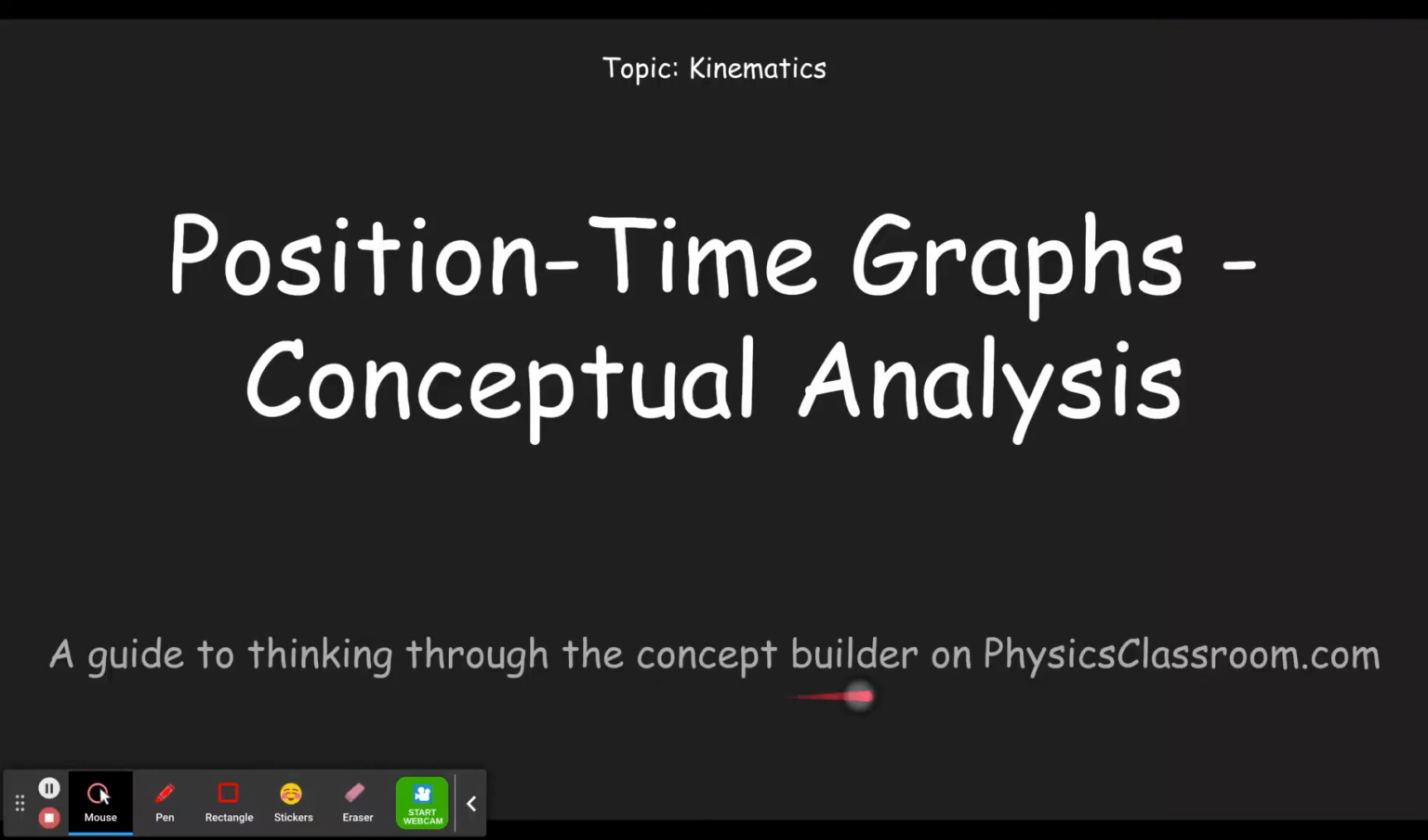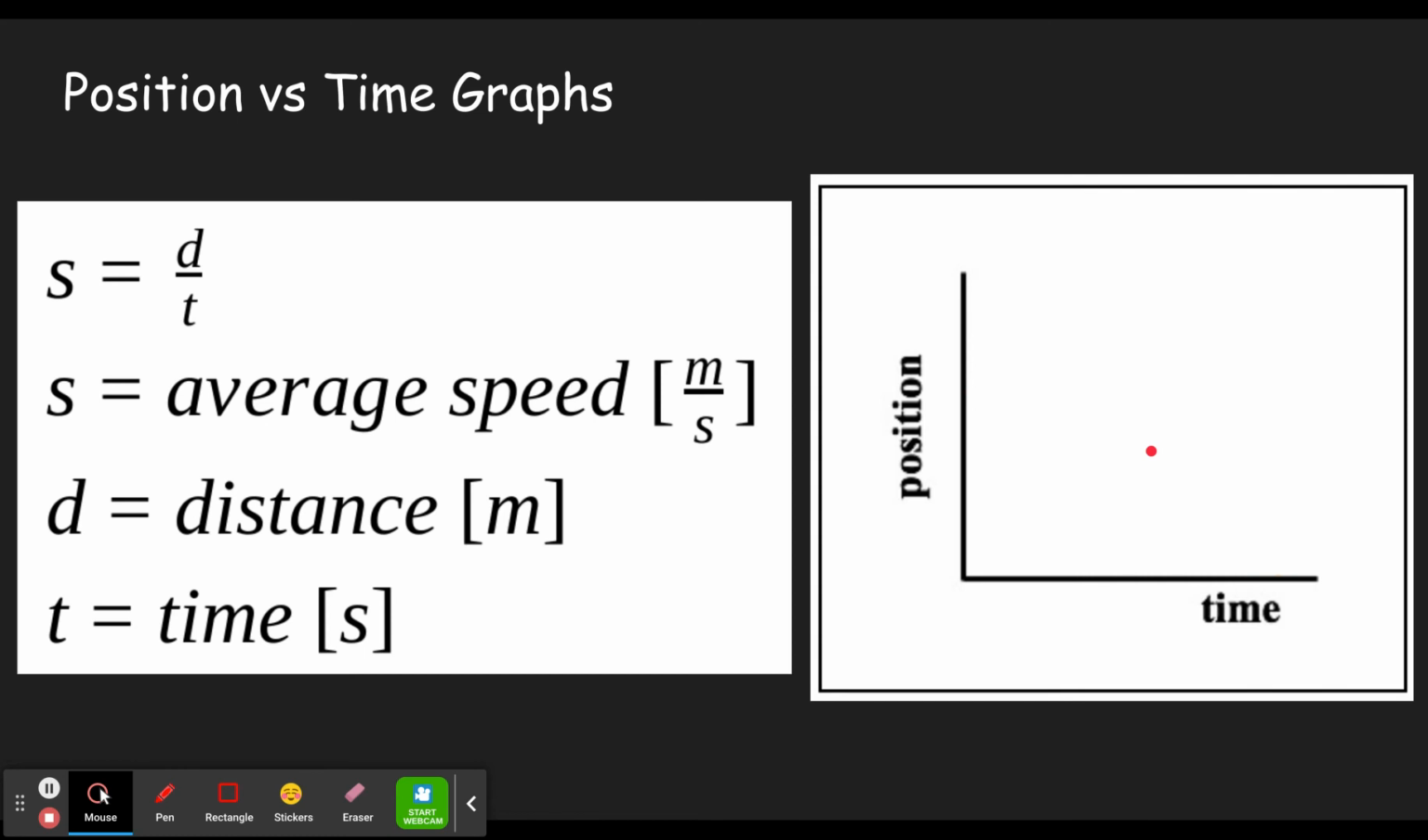Today we're going to be looking at a concept builder on physicsclassroom.com in the topic of kinematics. The title is Position Time Graphs, Conceptual Analysis. I actually want to start by looking at the formula so we can begin to understand where the concepts come from. Remember, we looked at this equation in our matching pairs video. I will link that here.